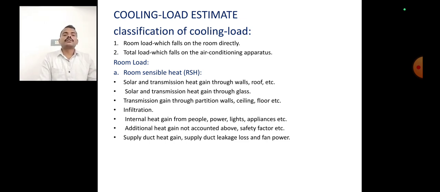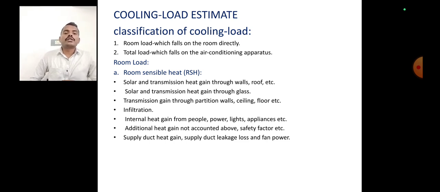Next is the glass. Sunlight passes directly through the glass. It directly heats the room air, because the sunlight passes directly through the glass and directly heats the air conditioned space air. Next is the transmission gain through the partition walls, ceiling, and floor.